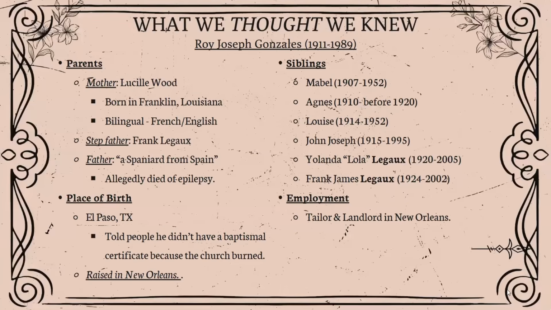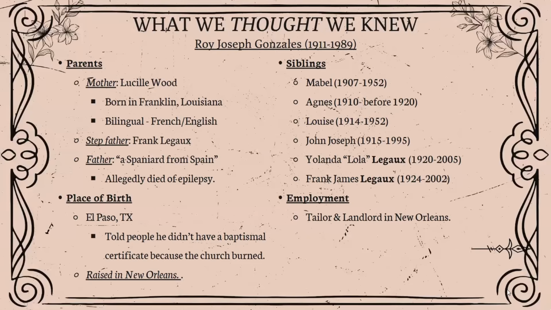Now, he did have a number of siblings. He had an older sister named Mabel, who was born in 1907. She passed away in 1952. He had another sister named Agnes, which Agnes I only discovered through research. My grandmother had some memory of Agnes being brought up, that there was a child that died, so a young sibling of his. He had a younger sister named Louise. He had another brother named John Joseph. And then he had two half siblings from his mother and stepfather, Frank. So this is Yolanda, who went by Lola Legault, and Frank James Legault, who was born 1924.